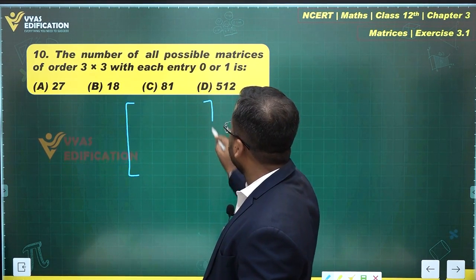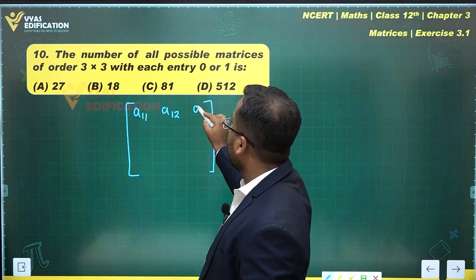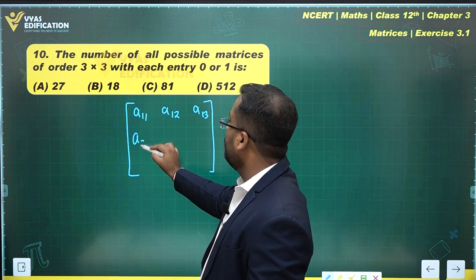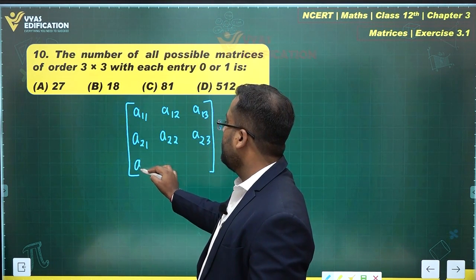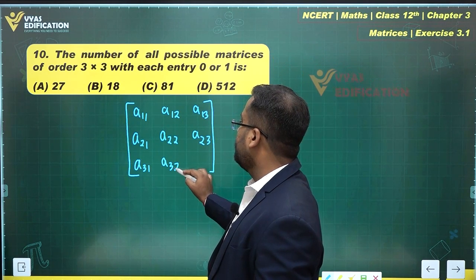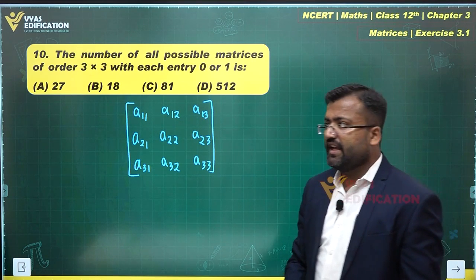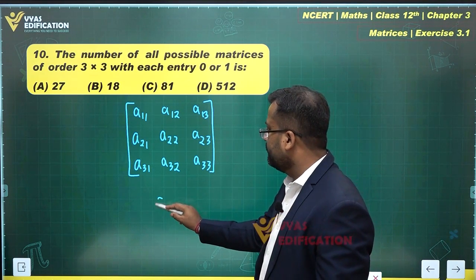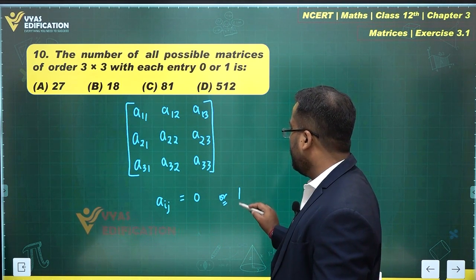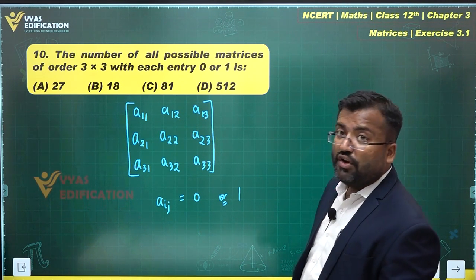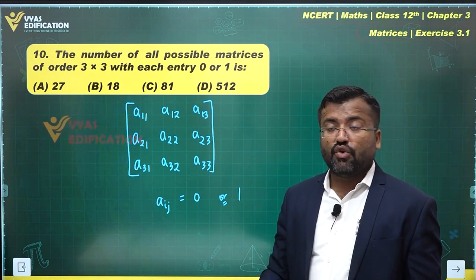Now a 3 by 3 matrix would look like this: A11, A12, A13, A21, A22, A23, A31, A32, A33. This is what a 3 by 3 matrix looks like, and the person is saying that Aij is equal to 0 or 1. The number of all possible such matrices, so this particular value A11 can be either 0 or 1.